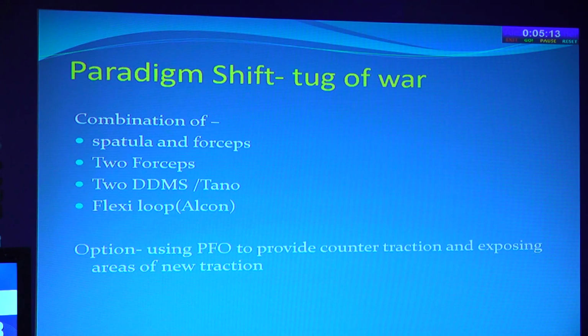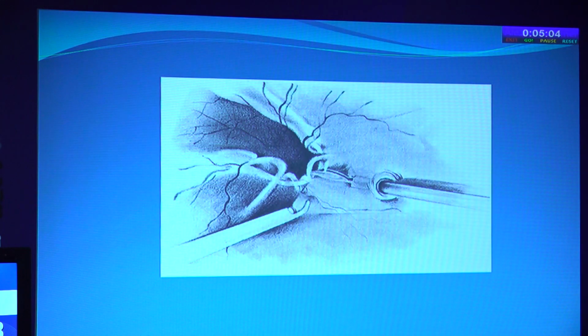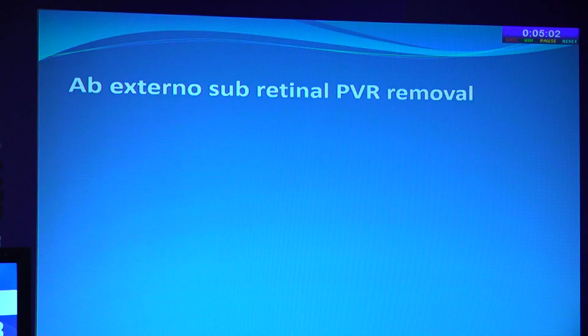It is done by using either a spatula-forceps combination or a two-forceps combination, and DDMS and flexi loop in various combinations. You can of course use the PFCL to provide counter-traction. These are the pictorial depictions. I won't go into them. The last word before the video is ab externo subretinal PVR removal.